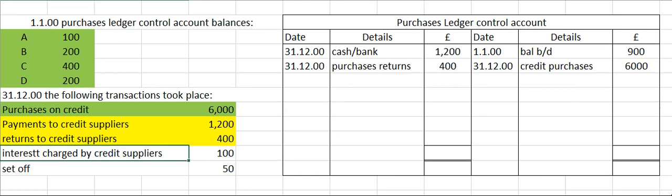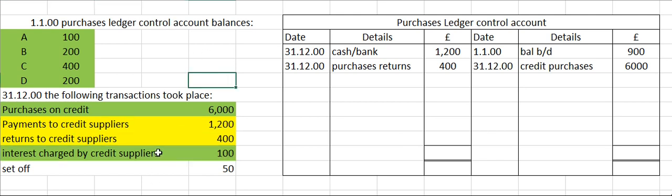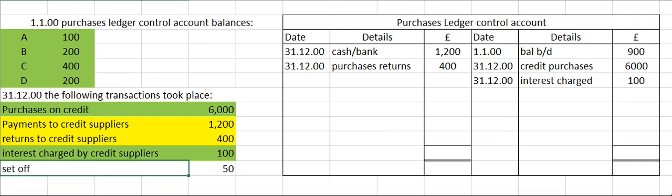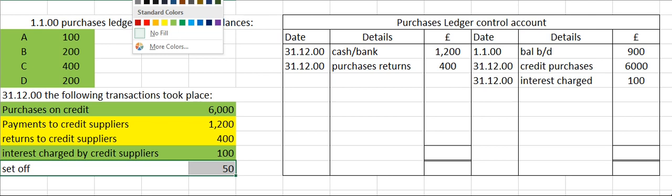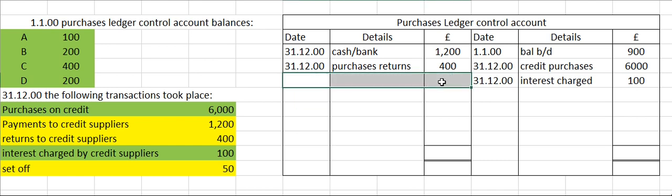Now the next one is to include the interest which is charged by the credit suppliers. This is basically an expense for us because the interest is charged by the supplier for not making the payment on time. So interest expense is debited, whereas in the purchaser's ledger control account, you credit it. The last information is set off. Set off works against the trade receivables and payables. We enter it on the debit side of the purchaser's ledger control account, which will be credited in the sales ledger control account.